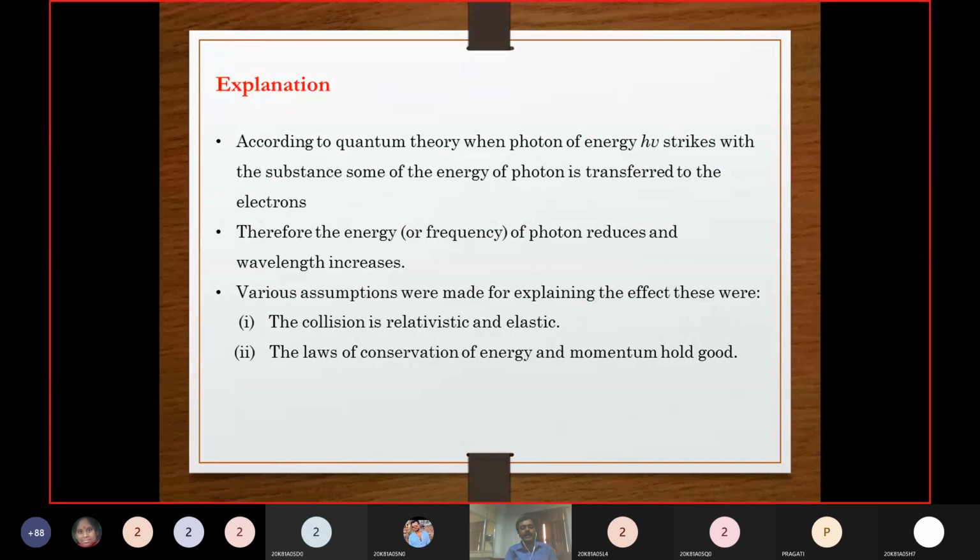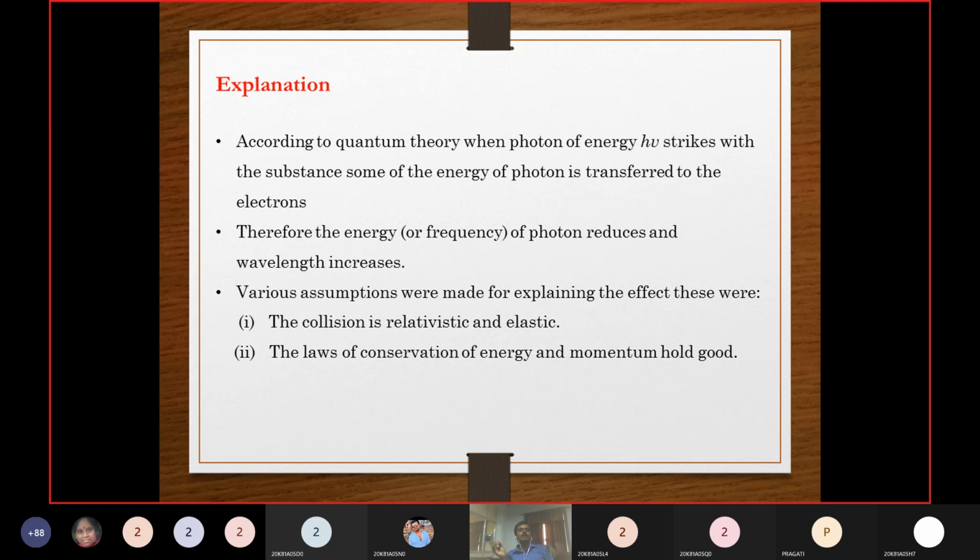Now coming to the explanation. According to the quantum theory, when a photon of energy h nu strikes a substance, some of the energy of the photon is transferred to the electron. The energy of the photon is transferred to the electron. Okay, understood? So when a photon is incident on the substance, what happened?